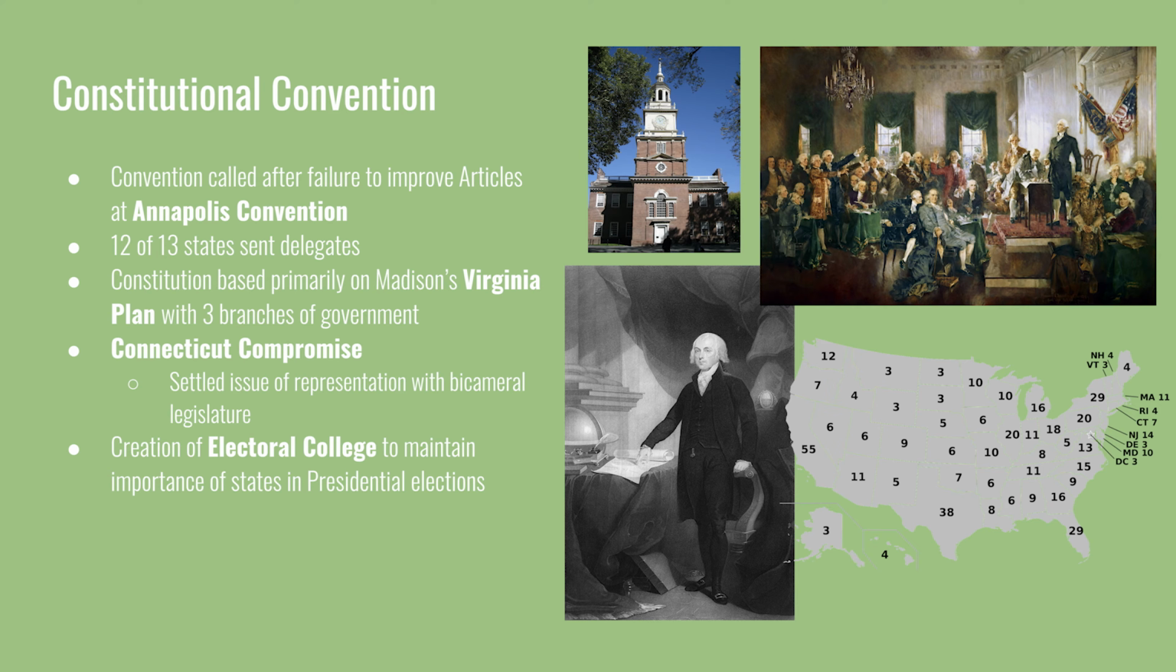They said, we're going to do this again, but instead of focusing on just economic issues, we're going to try and make more amendments to the Articles of Confederation. That's how it was portrayed at first. This was only going to be a change to the current articles. They were not proposing to create a new form of government. 12 out of the 13 states sent delegates, and the Constitution that comes out of the convention is based primarily on Madison's Virginia plan. It's got 3 branches of government and essentially throws out the existing model of government.